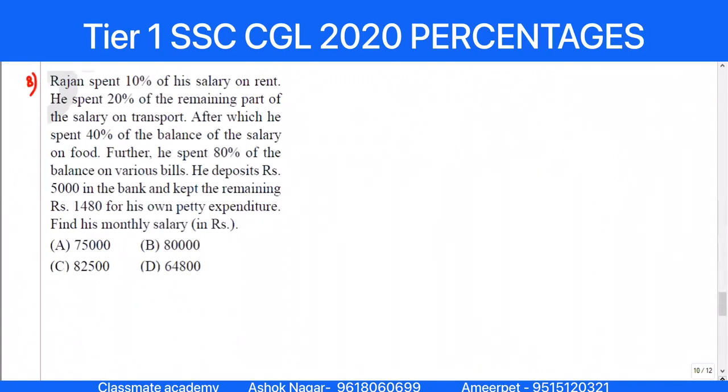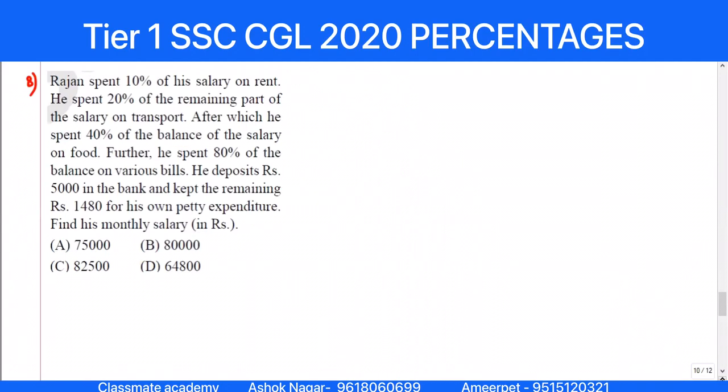Rajan spent 10% of his salary on rent. He spent 20% of the remaining salary on transport, after which he spent 40% of the balance on food. Further, he spent 80% of the balance on various bills. He deposits 5,000 in a bank and kept the remaining 1,480 for his own petty expenditure.